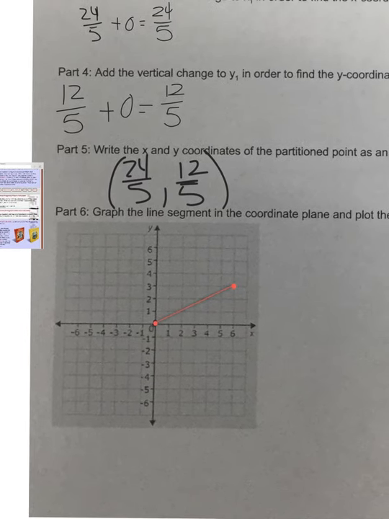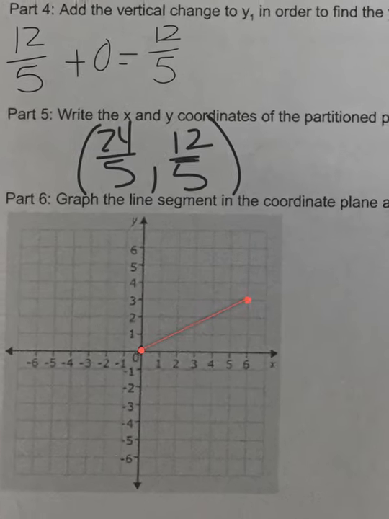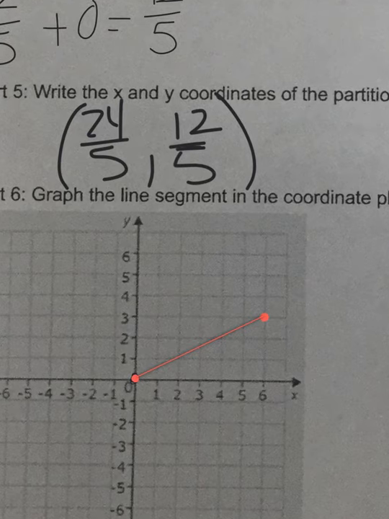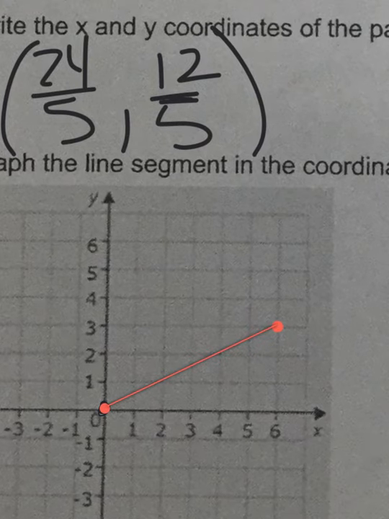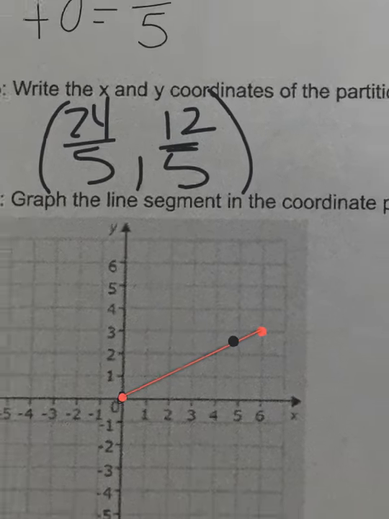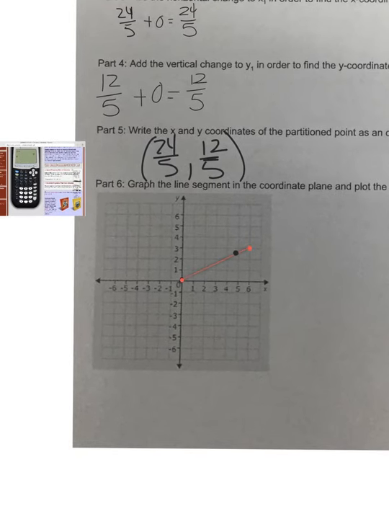And then my point is 24 over 5 and 12 over 5. 24 over 5 is like 4.8 something. You can change it to a decimal, 4.8. 12 over 5 is 2.4. So my point will be somewhere around here. Now on your test, I'll give you a whole number, so you don't have to try to graph a fraction or decimal. But remember, this is bonus on your test.